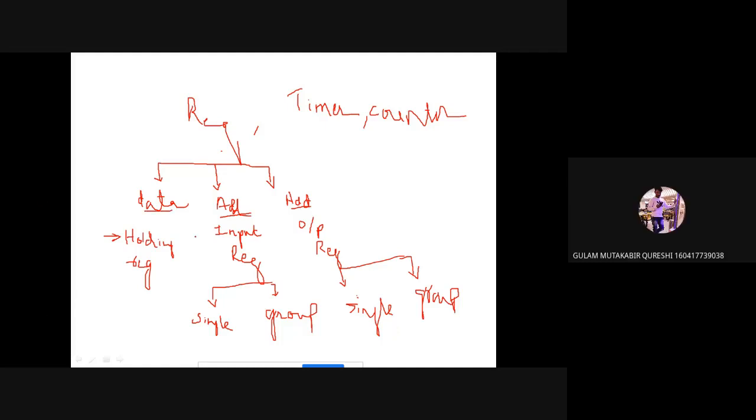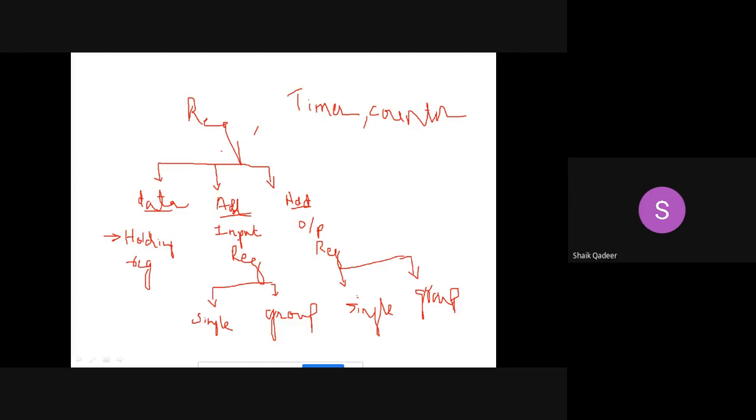The register which holds data is called a holding register. The register which holds address is called an address register. Some addresses can be from the input side, that is called an input register. Some addresses can be from the output side, that is called an output register.